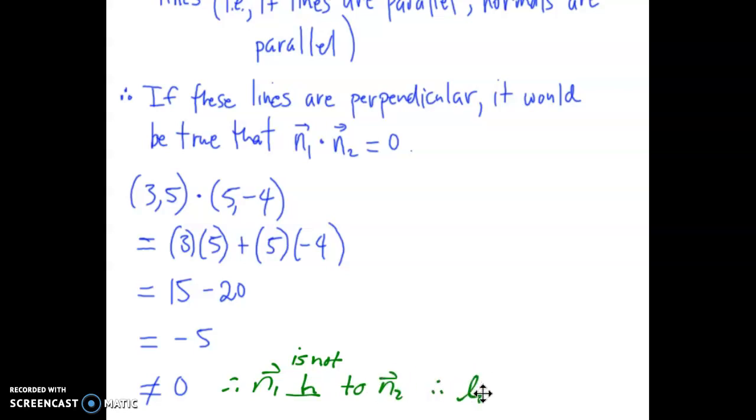And so that really means that line 1 is not perpendicular to line 2. And so that is our conclusion.